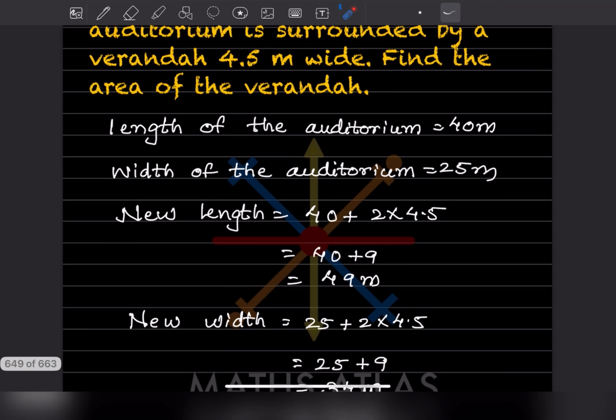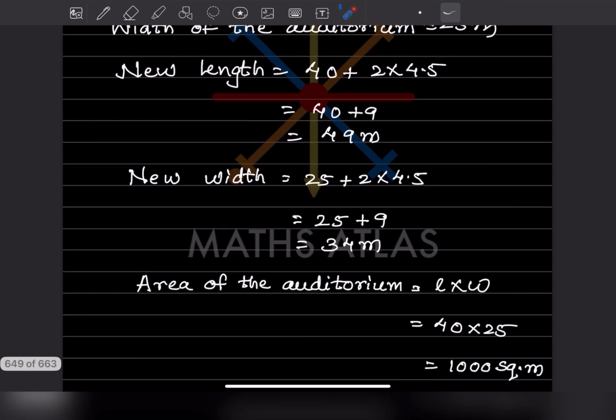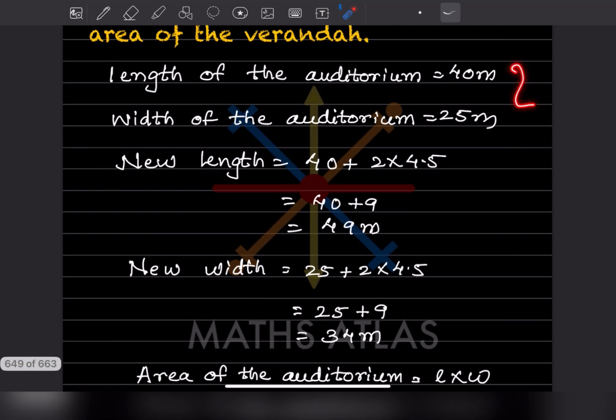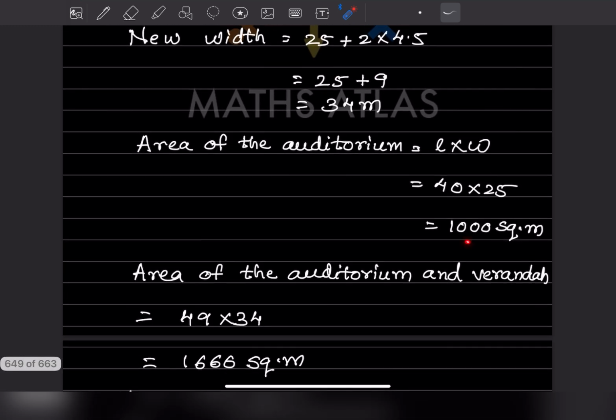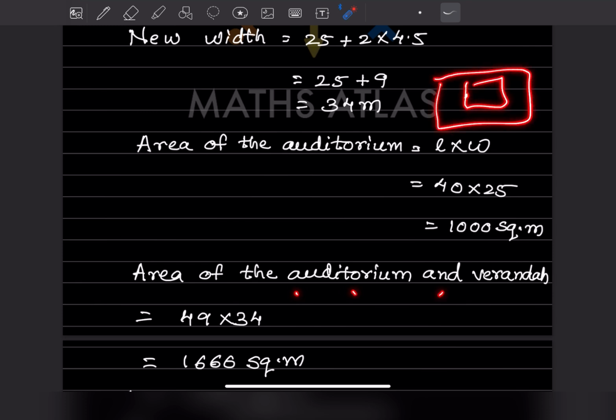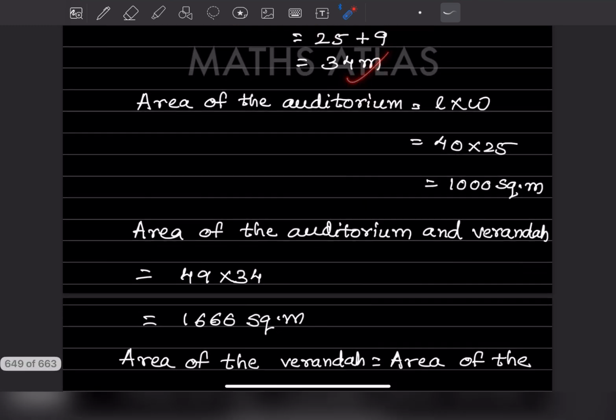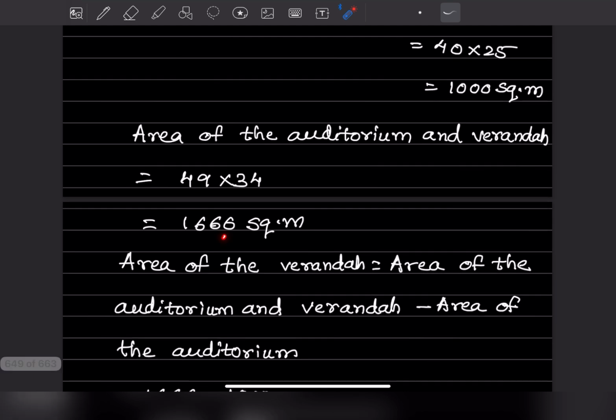So we want the area of the veranda. We want to see the area of this auditorium. That will be length into width, 40 into 25, that will be 1000. And the area of the auditorium and veranda means this whole thing. So what will be this area? We have the new length and the new width. So 49 into 34, that will be 1666.